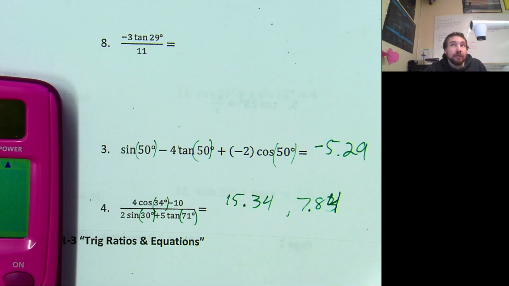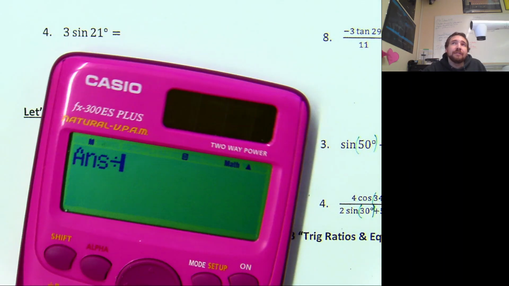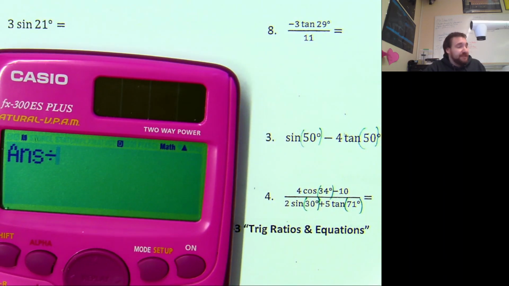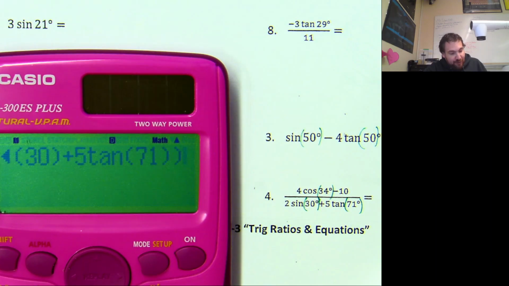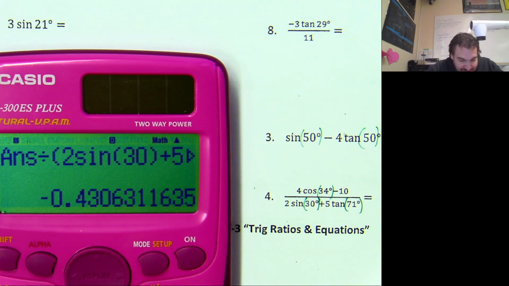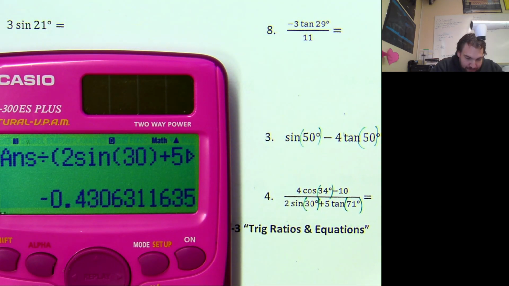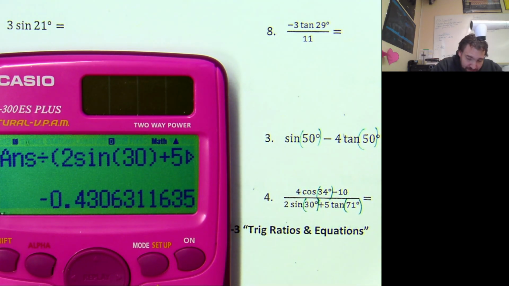Well, I'm dividing here. We can't see it. Oh, sorry. Put brackets in? We have to put brackets around everything that is in that denominator. So it's going to be bracket 2 sine 30, close that bracket, plus 5 tan 71, close that bracket, and we have to close the first bracket that we opened. So the correct answer is actually nothing that you guys got. Negative 0.43 is the correct answer here.